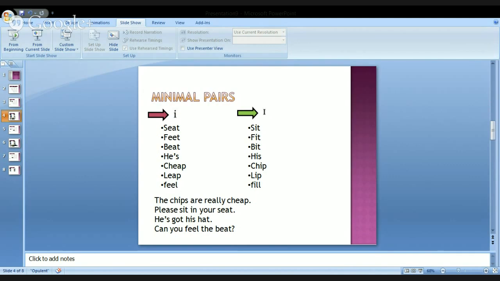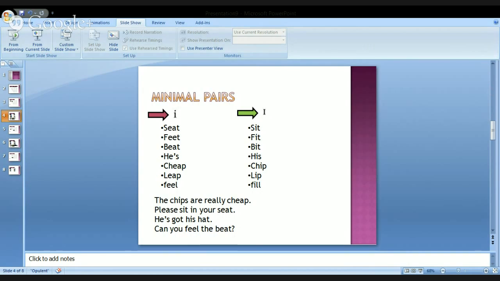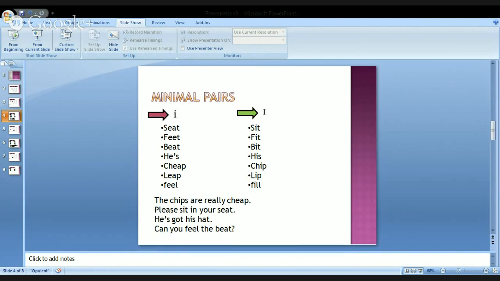And then, can you feel the beat? Okay, and this one is actually the first sound. So can you feel the beat? Excellent. Very good. Right, so what sound are these two right here? Feel and beat. The feel is the E sound. Yeah, E sound, but in Spanish, the E is a different sound, and beat is like an E sound.